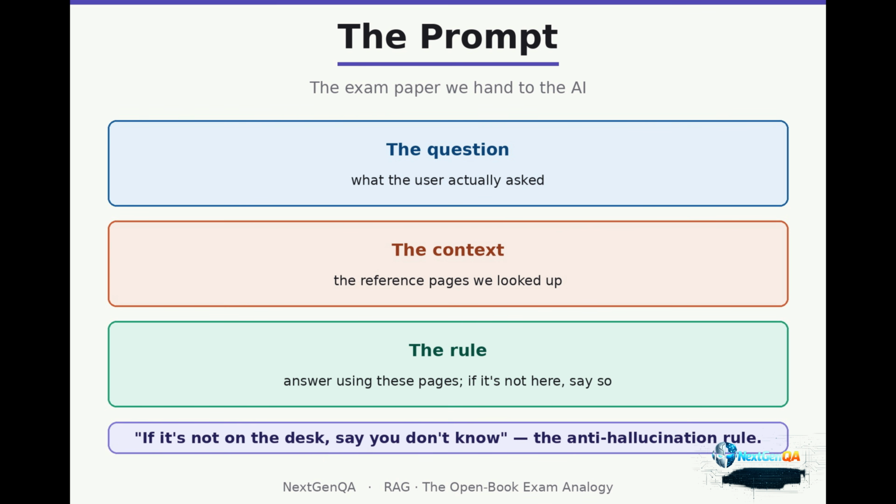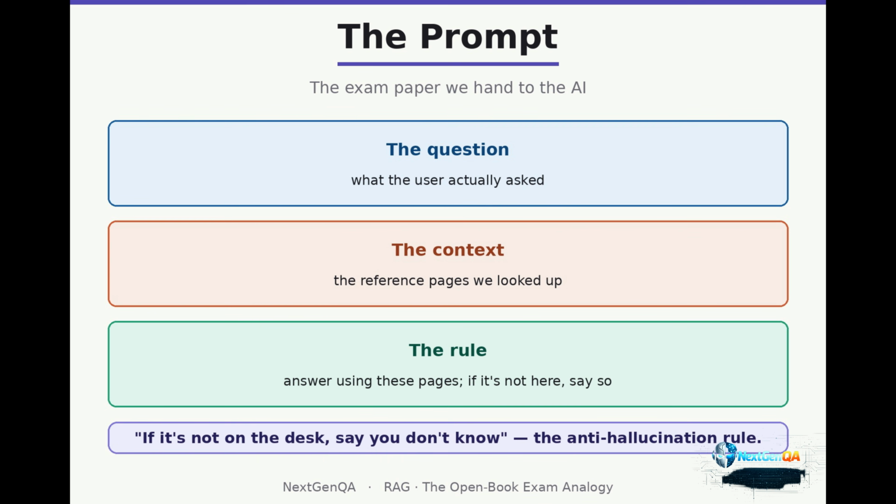A well-designed RAG prompt basically says three things. Here is the question the user asked. Here are the reference pages we looked up for you. Please answer the question using these pages. If the pages do not contain the answers, say so honestly.